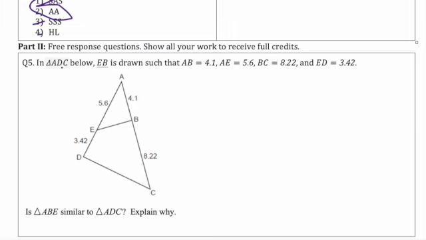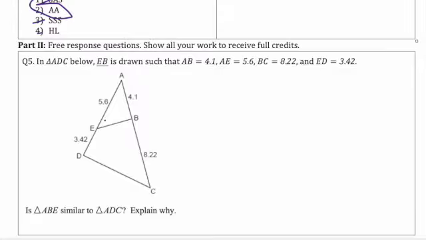In triangle ADC below, EB is drawn such that AB is 4.1, AE is 5.6, BC is 8.22, and ED is 4.42. Now, I know that automatically you see a triangle and you see a cut and you want to use the split triangle theorem, right? And you want to put part over part, but this line is not parallel. If it is not parallel, you cannot use that theorem. So they are similar triangles, but you have to separate them correctly.